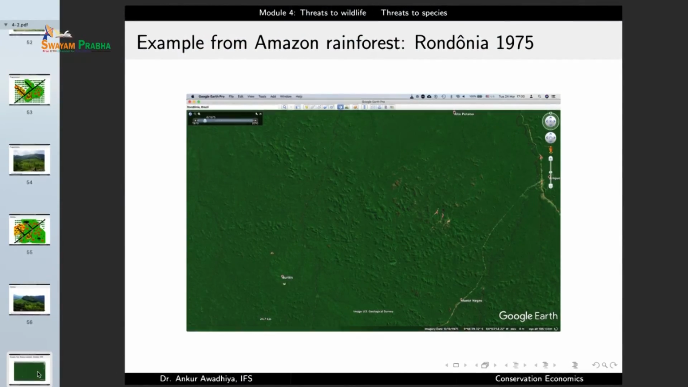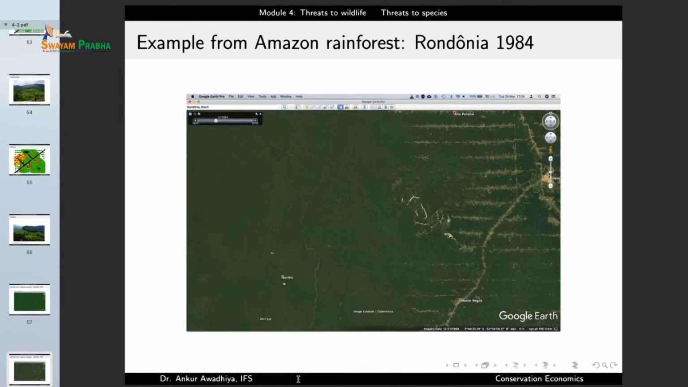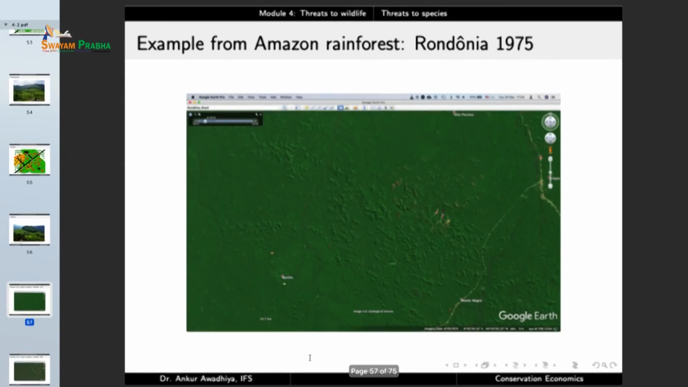Now we can see an example through the deforestation of the Amazon rainforest. So these are satellite images from 1975, and I would like you to pay attention to this road. So this is how the dissection occurred in this area. So this road was constructed in this pristine forest. Now this is 1975. This is 1984. So by 1984, people have started to enter into these areas, and they have constructed a new road.